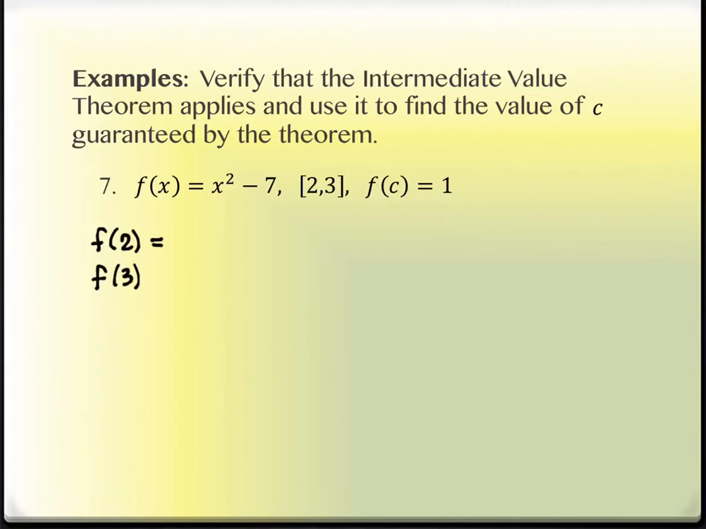Okay, so what is f of 2? In other words, what is 2 squared minus 7? Negative 3. And then what is f of 3? 3 squared minus 7? 2. Okay, everybody good so far? They're not equal, right? What would happen if they were equal? Then we couldn't use the intermediate value theorem. That's just it. If they weren't equal, it wouldn't work to use this.